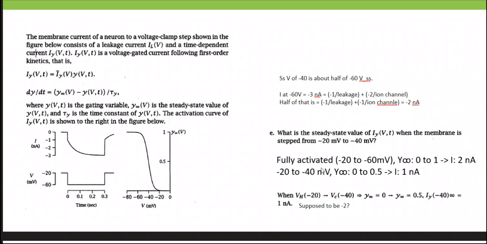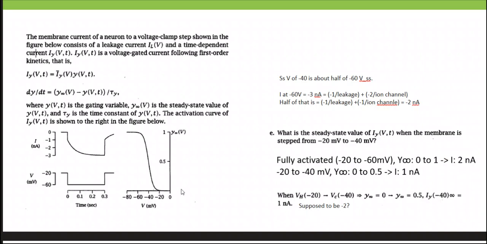And what is the steady state value of the current when the membrane is stepped from -20 to -40, instead of -60? What would be the steady state value of this current over here? We can infer it from here: we see that -20 to -60 is like from 0 to 1 of the probability of channel opening.